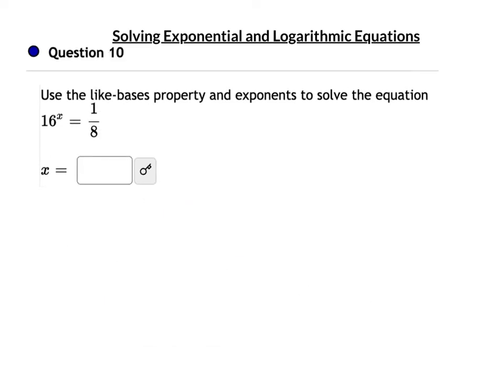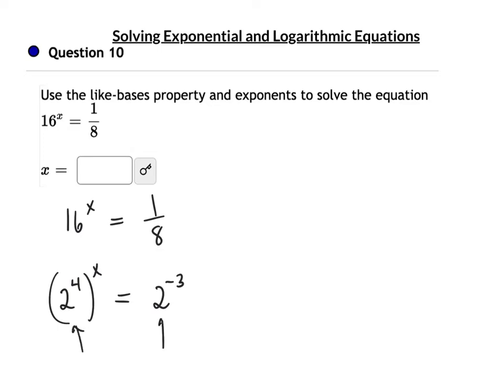Question 10. Use the like basis property. We need to write these with the same base. 8 is a power of 2, so is 16. 16 to the x equals 1/8. This is 2 to the power of 4 to the x. And this is 2 to the power of negative 3. That negative is how I do the reciprocal. Since the bases are the same, I can now set the exponents equal. 4x equals negative 3, divide by 4, and x is negative 3/4.